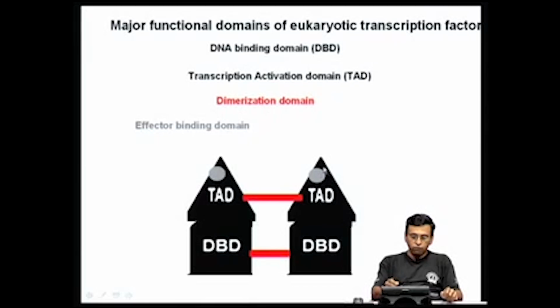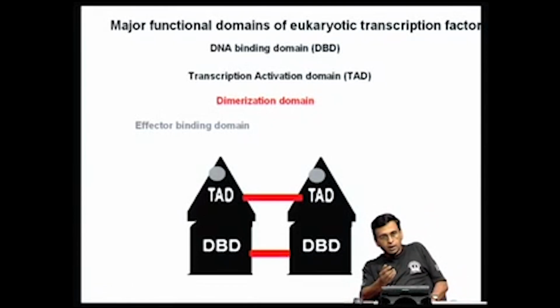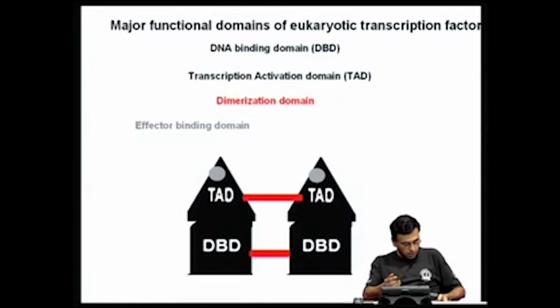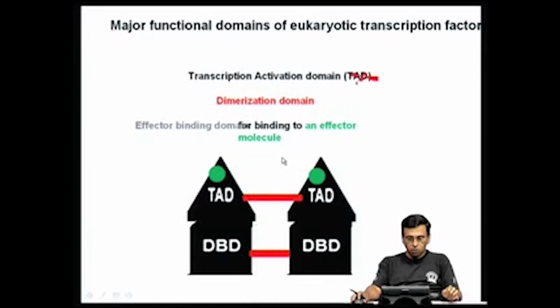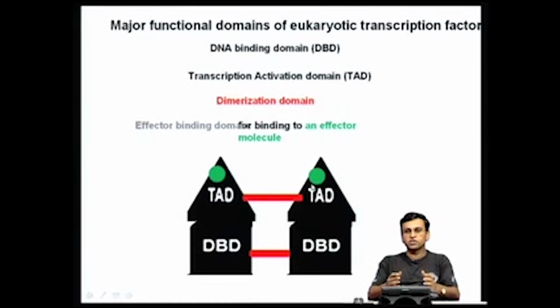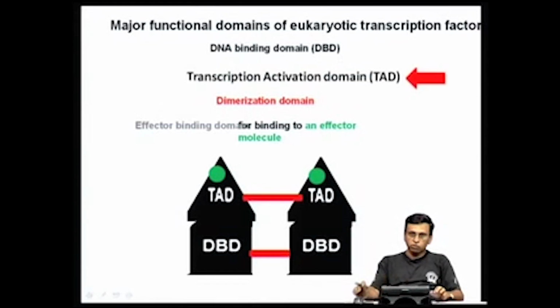also have a domain for binding to certain effector molecules, like small molecules. For example, in the case of steroid hormone receptors, it is the steroid hormones: for glucocorticoid receptor it is the glucocorticoid hormone, for estrogen receptor it is the estrogen hormone, and so on and so forth. So some of these transcription factors have a domain for binding to the effector molecules, or small molecules like steroid hormones, and binding of the steroid hormone brings about a conformational change, and therefore this receptor or transcription factor can now go and carry out its functions.